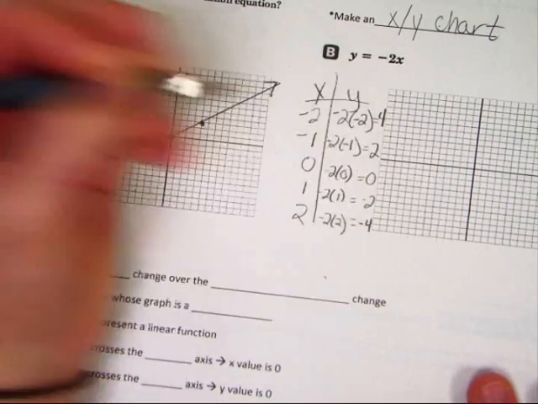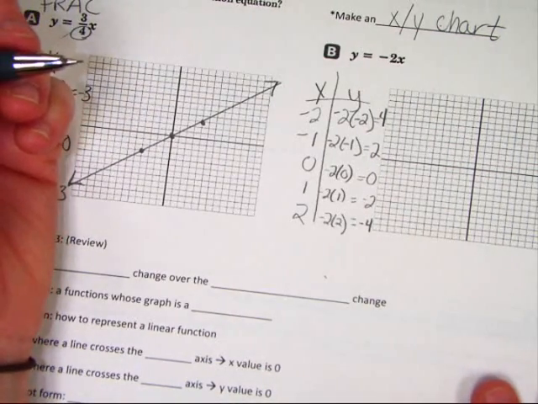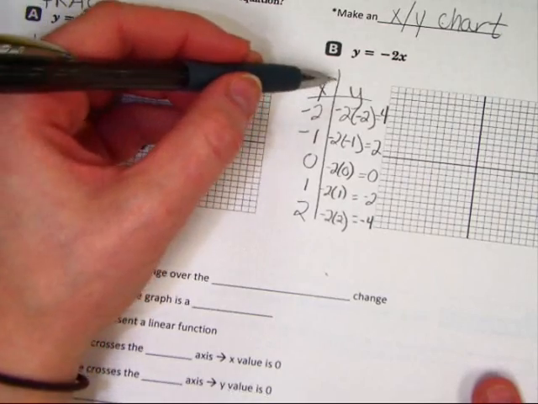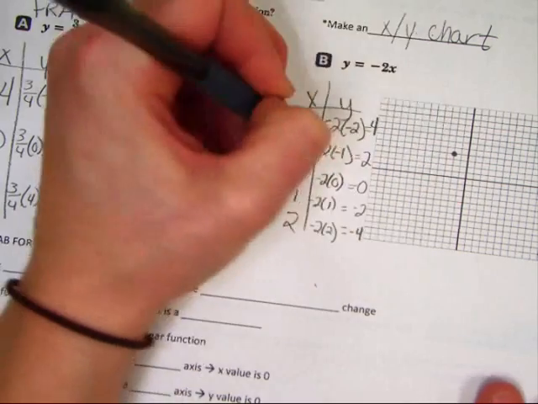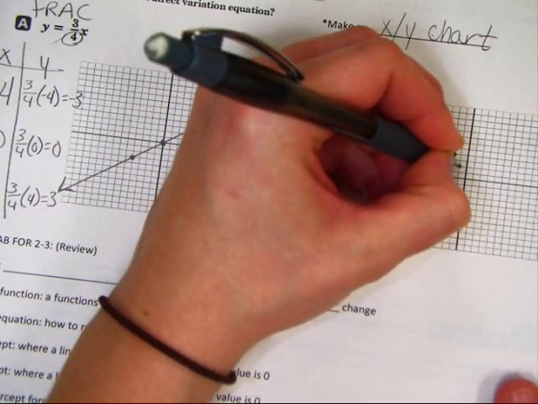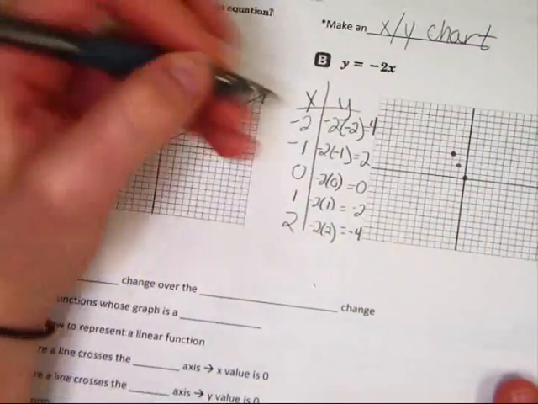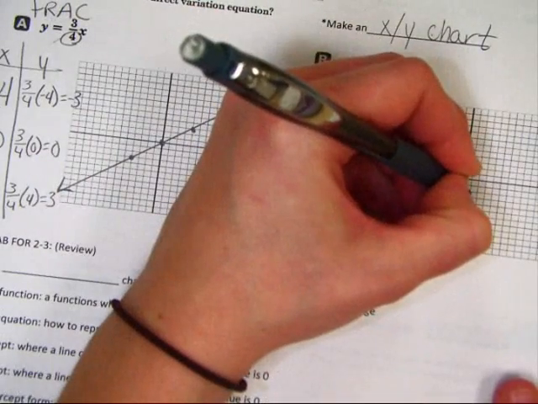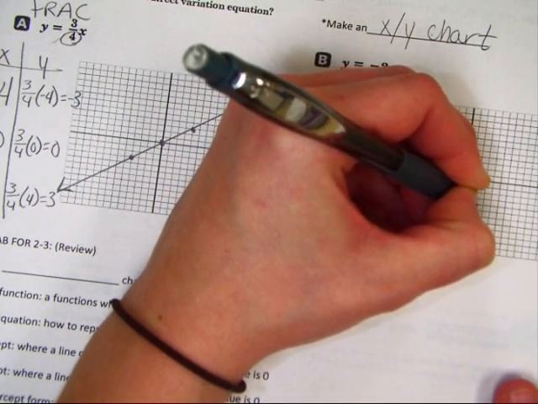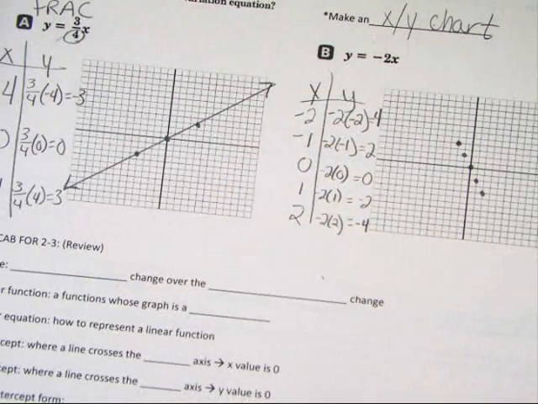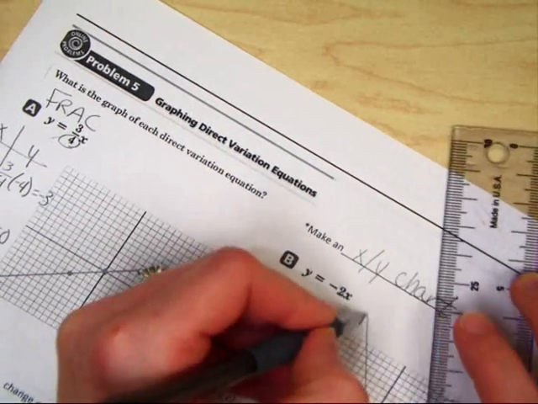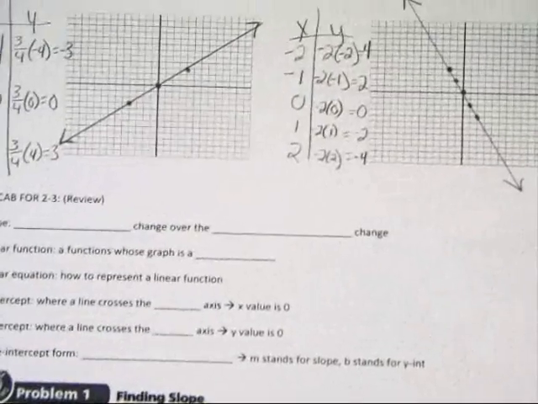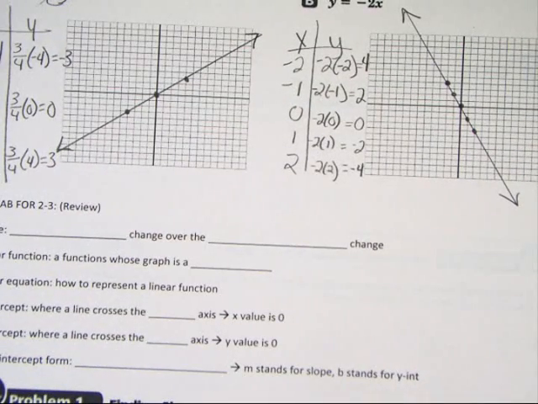Pause the video if I'm going too fast, take a look over this. Plot your points. That's left 2, up 4. Left 1, up 2. 0, 0. That's right 1, down 2. And right 2, down 4. Pause the video if I plotted those too fast so you can catch up. When you're done, you connect everything through a straight line. It should go through the origin for direct variation, and you have a nice line, and that's how you graph direct variation.